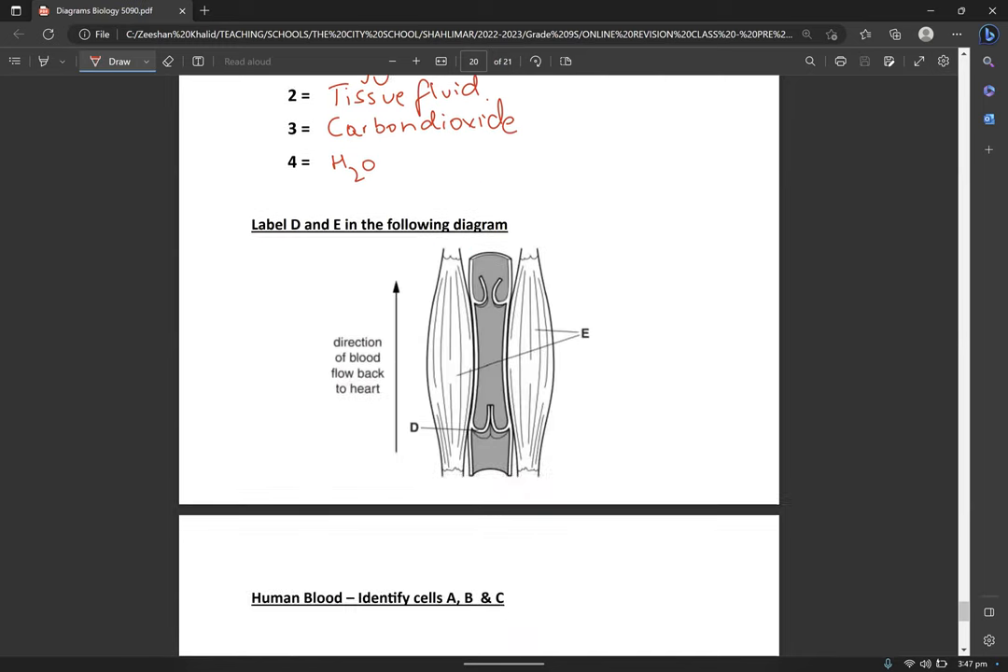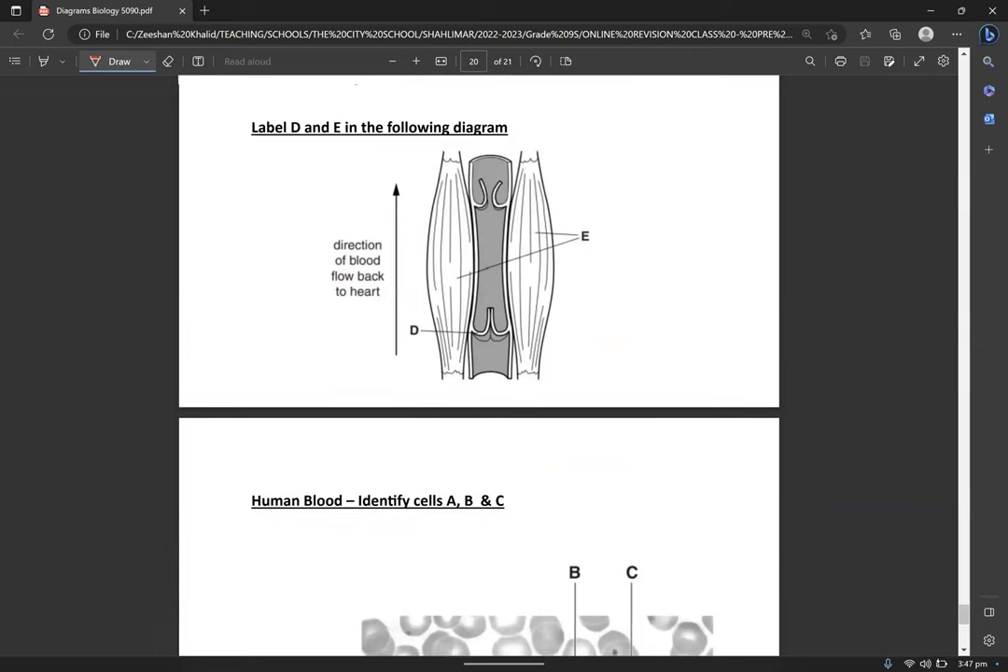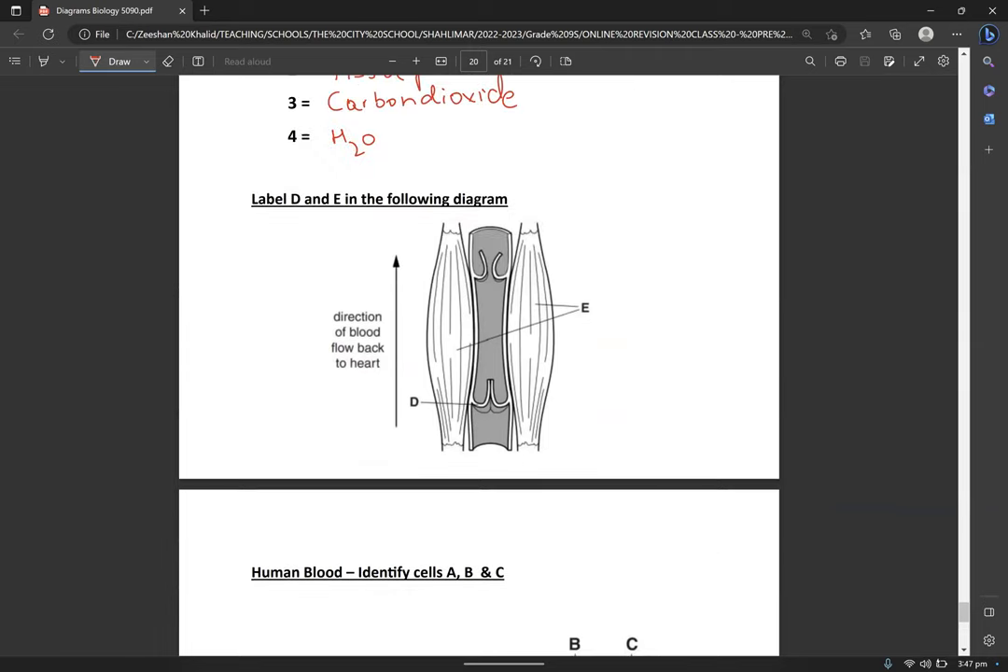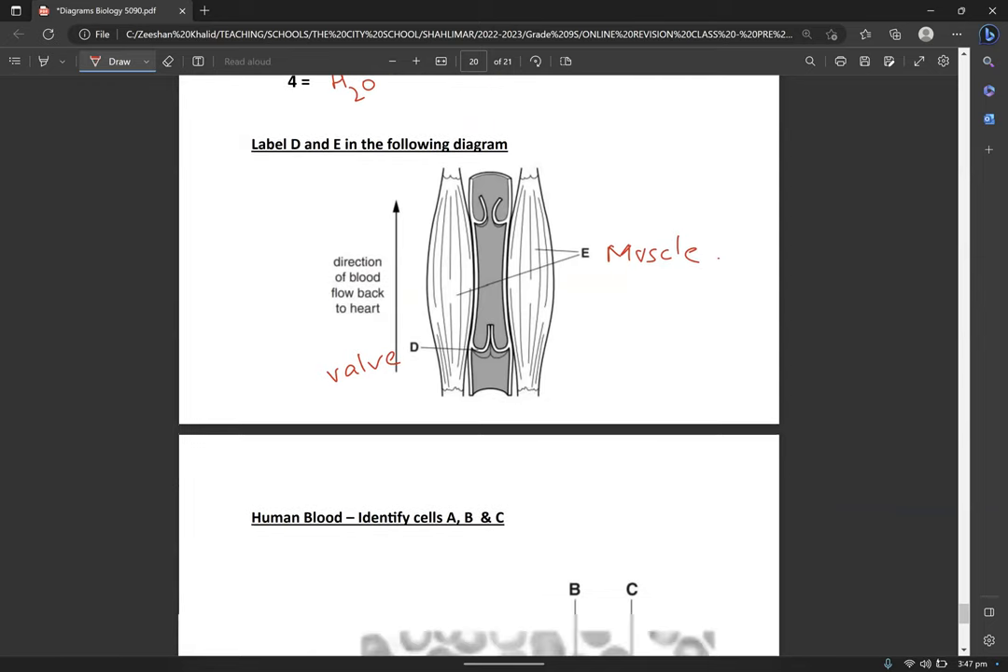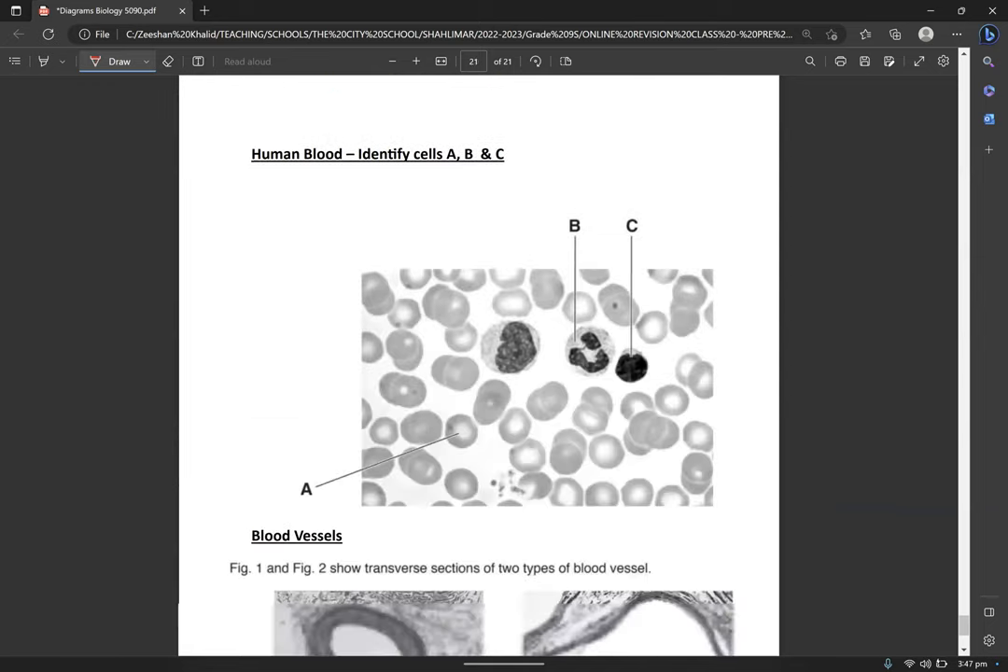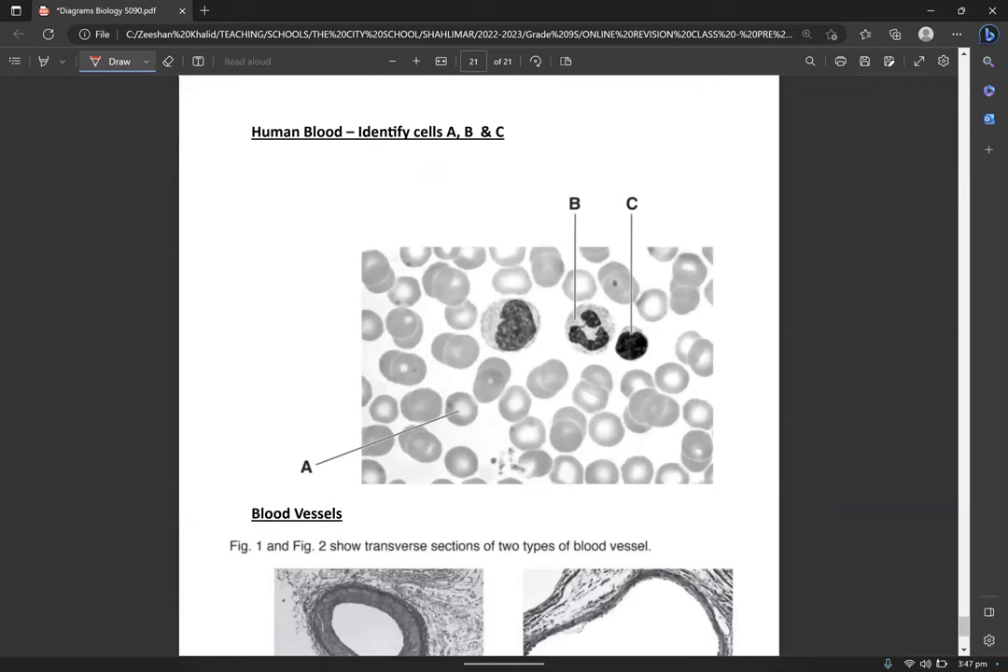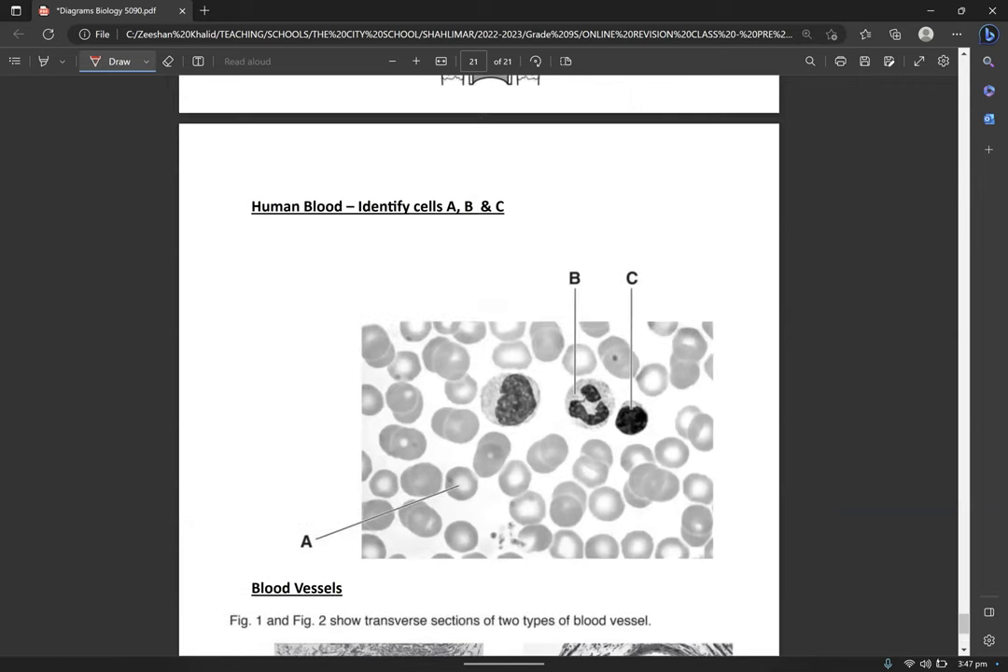So okay, this diagram again label D and E. So D is the valve which is inside the muscle, basically inside the vein, jo ke basically surrounded hai by muscles. Okay, all right. Phir ye aapko dikha raha hai human blood.